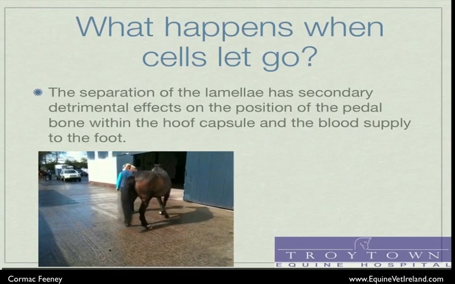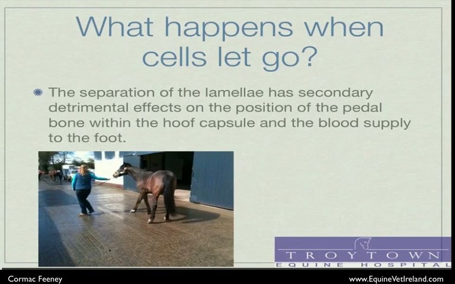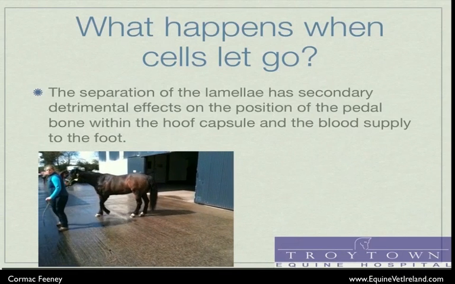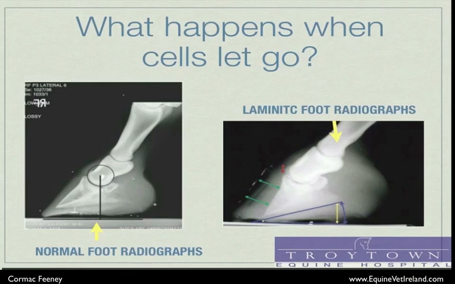The second most important effect that the laminitis has on the hoof capsule is on the blood supply. Here we are presented with two radiographs. The left hand side is a normal foot radiograph where the pedal bone is in a normal position within the hoof capsule. The image on the right hand side illustrates that the position of the pedal bone has rotated down and away from the hoof, caused by the separation allowed by the laminitis.